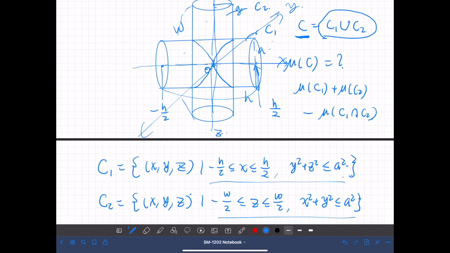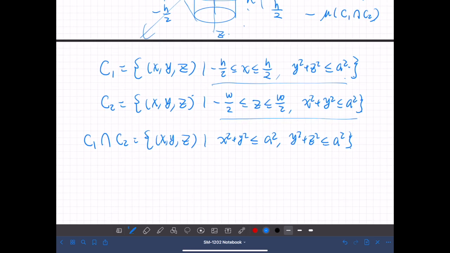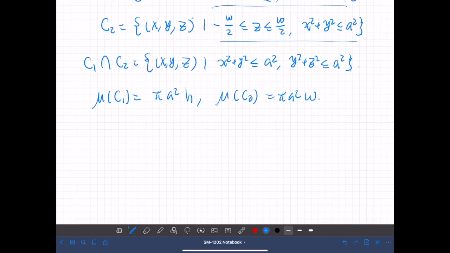Actually, we're implicitly assuming that w half is greater than a, and h half is greater than a. So the volume of C1 is pi a squared times h, and the volume of C2 is pi a squared times w. And the volume of this intersection is a little bit complicated.